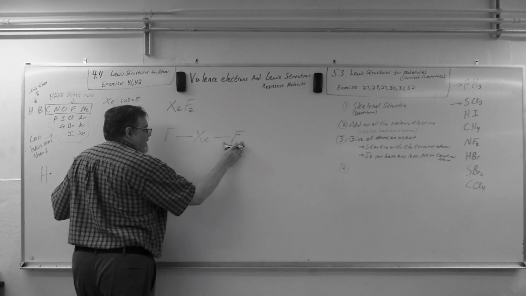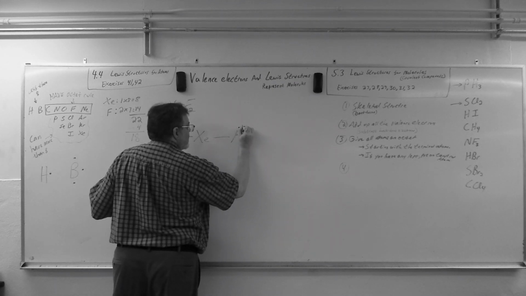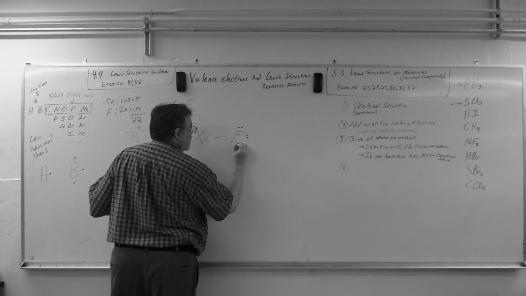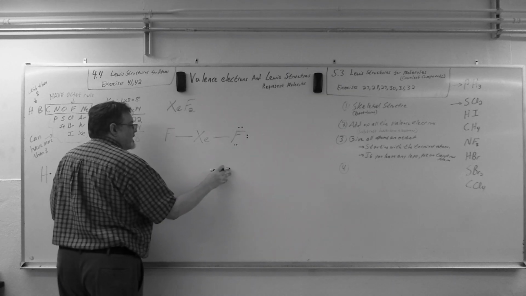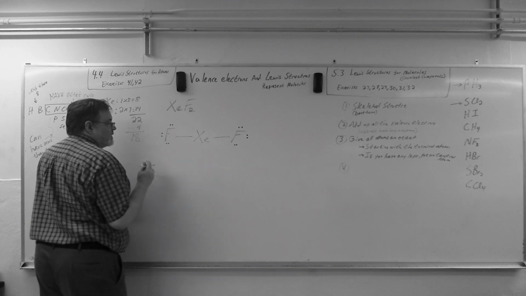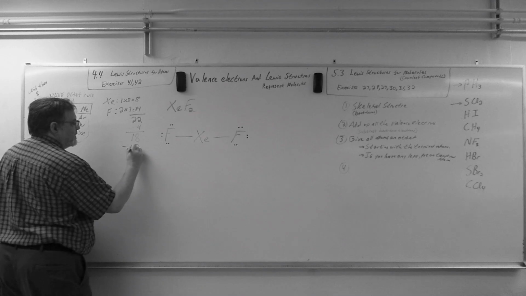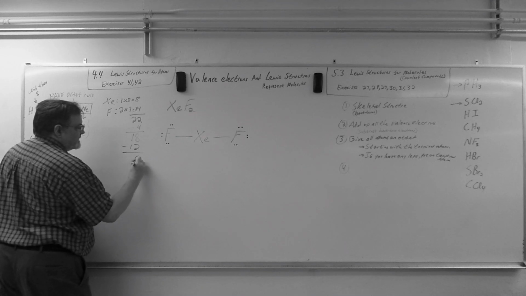To get an octet around fluorine, it's already got 2. These count towards fluorine. Now this fluorine has 8, and this fluorine has 8. So I used 2, 4, 6, 8, 10, 12. So I have 6 left.